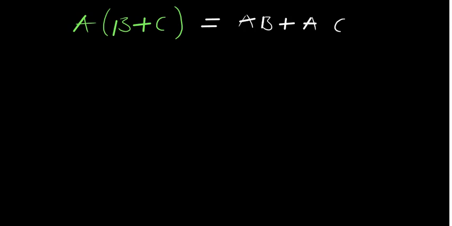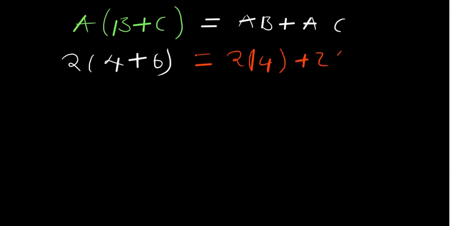Implying that if you have a 2 outside and then you have 4 plus 6 in brackets, you can think about it in this way. You can also multiply 2 times 4, add it with 2 multiplied by 6. You're still going to have the same result there.